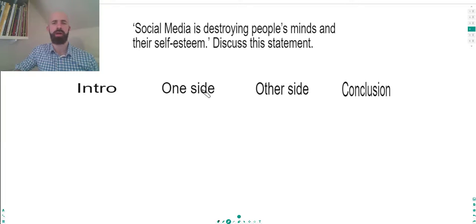So what I want you to do now is just pause the video, and I just want you to have a go now at this exercise. So just draw 4 columns like this and label them intro, one side, other side, or side A, side B, and then conclusion. Okay, so what I want you to do is first of all just draw your 4 columns, and then we're going to go through them one by one.